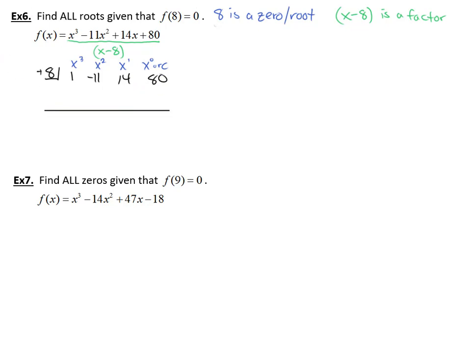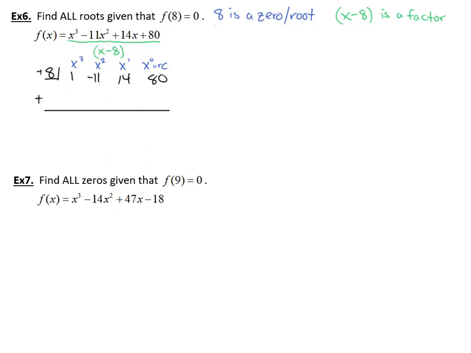Okay, so we set this up. Now remember, because it told me 8 is a 0, and x minus 8 is a factor, we should get a remainder of 0. It should go in perfectly, so that would be a good check for our math here.